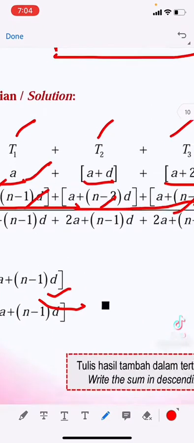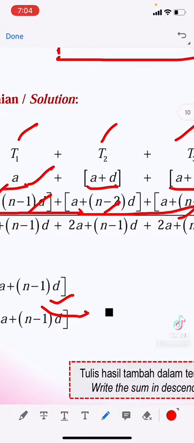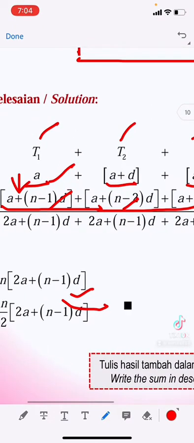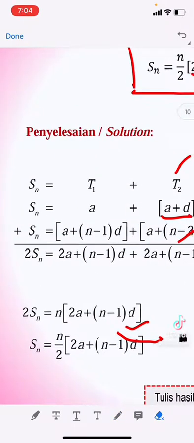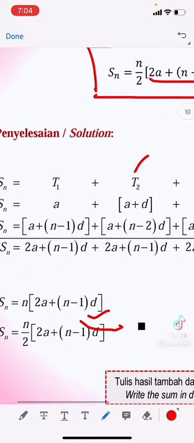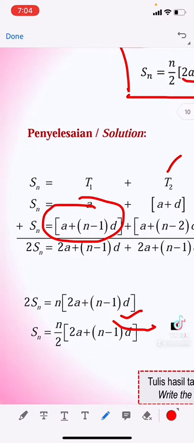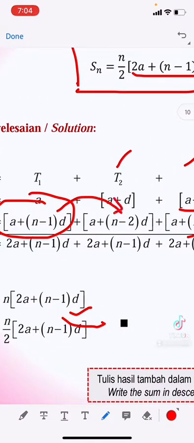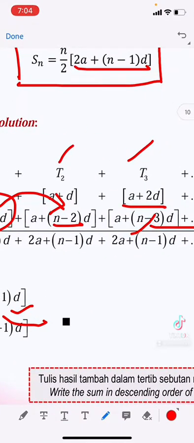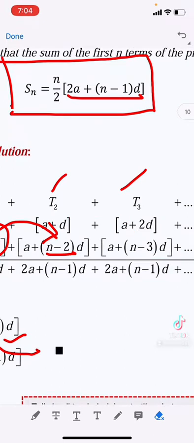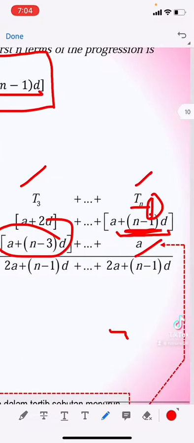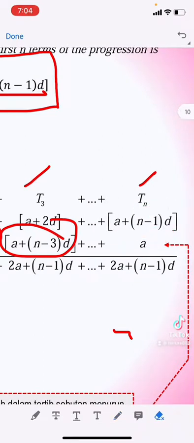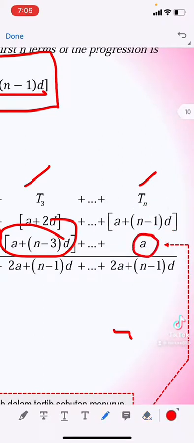Okay? So the most important thing is you must know, if you start with A plus n minus 1D as the first term, the next term you have to minus 2, right? And the next term after this, you have to write n minus 3. This one you must know. You have to memorize it. If not, you cannot do. And then the last term is A.